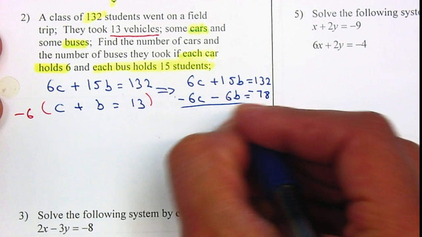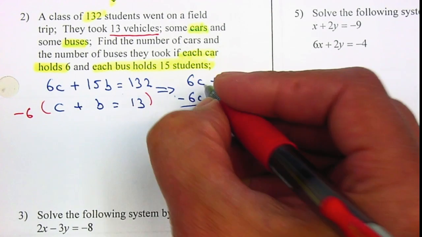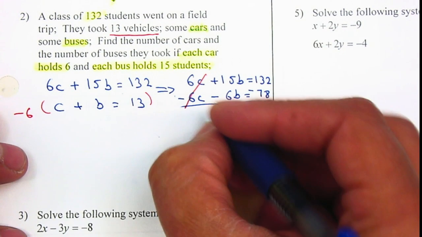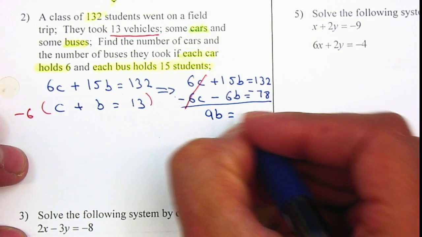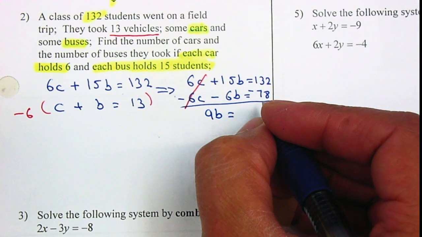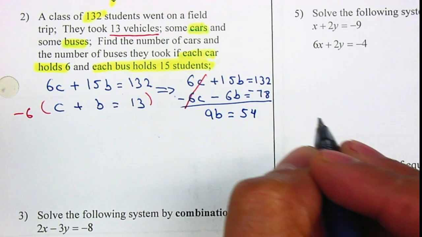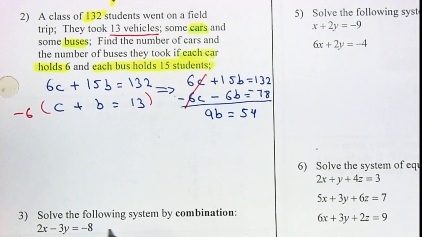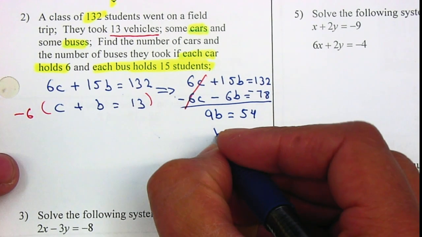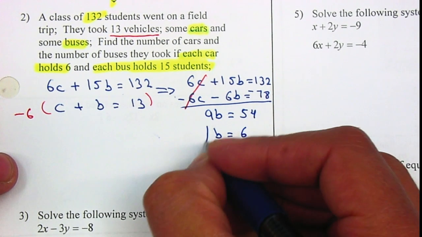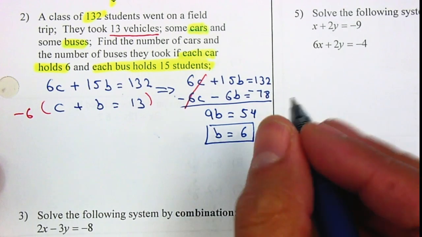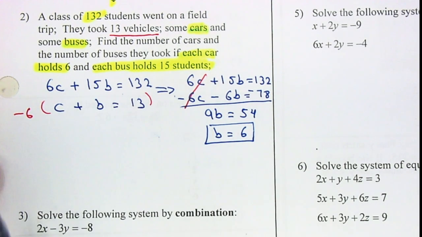That will cancel. That will give me 9b is equal to 54. I divide by 9 on both sides, and that'll give me b is equal to 6. So I have a total of 6 buses. There's 13 vehicles, so that'll be how many cars? 7.